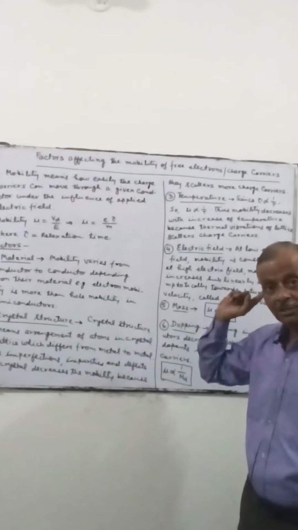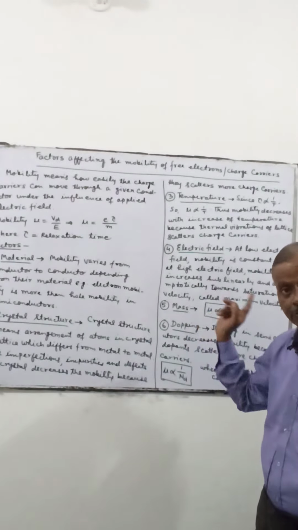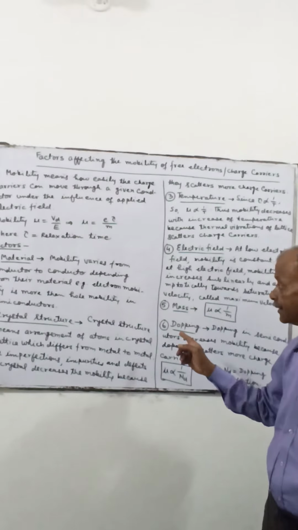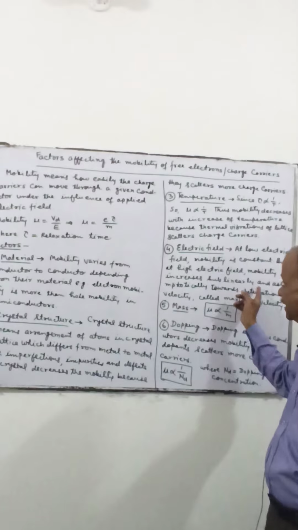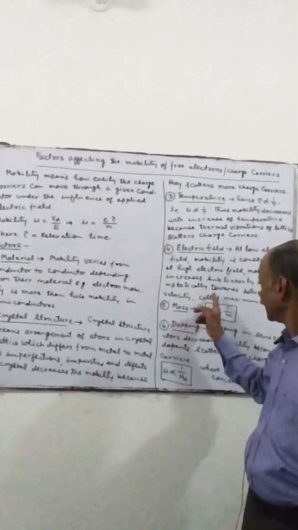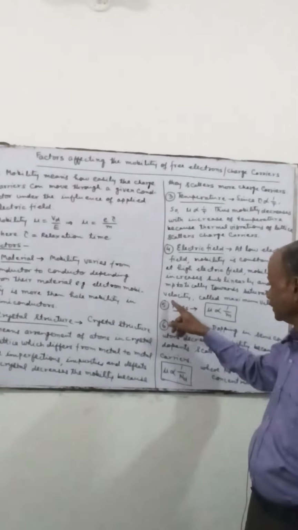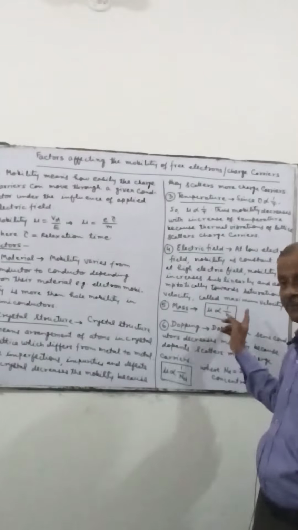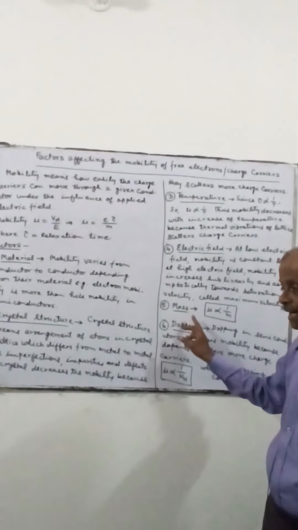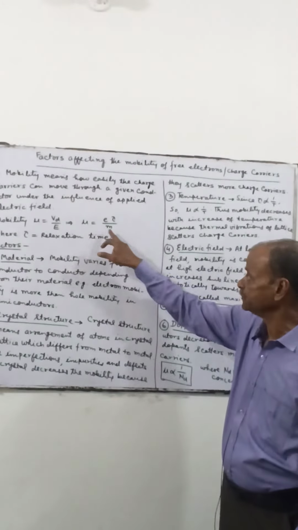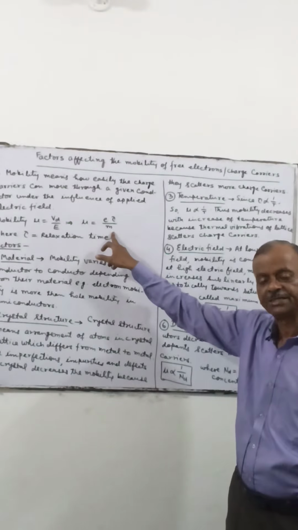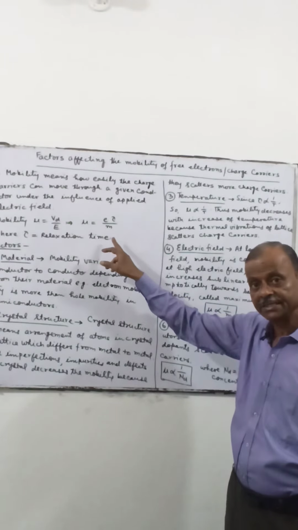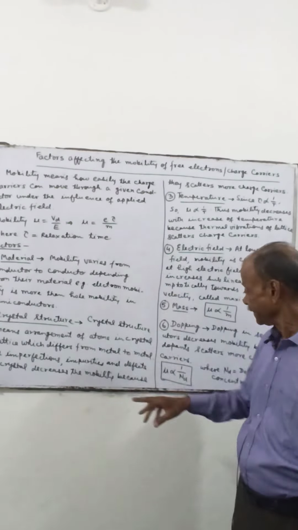Electric field. At low electric field, the mobility is constant, but at a high electric field, the mobility increases sublinearly or asymptotically towards the saturation velocity, called the maximum velocity. Mass. This mobility is inversely proportional to the mass of the charge carrier. The heavier the charge carriers, the lower the mobility.